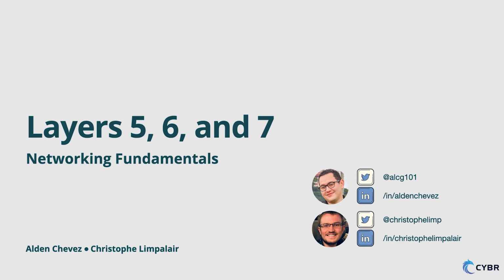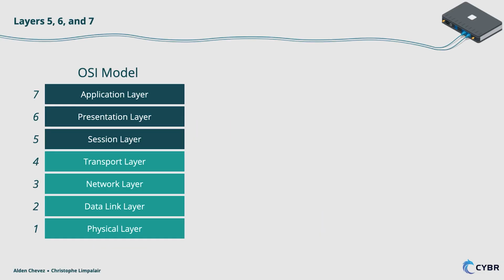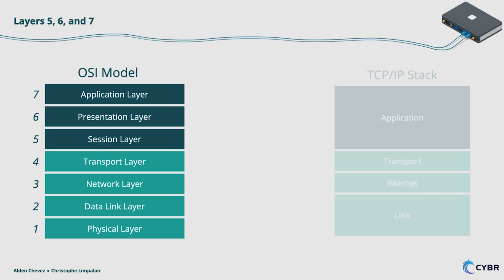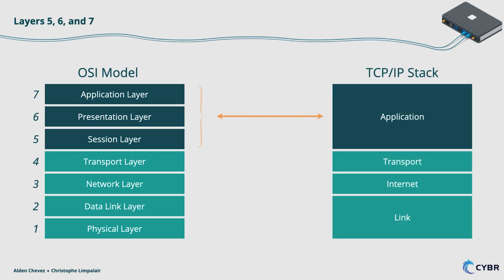Throughout the course, we've been breaking up every layer into its own section so that we can deep dive into them. For layers 5, 6, and 7, we're going to combine them all into this one section, and it's not because these layers don't have any important concepts to learn, but rather because they belong to the single application layer of the TCP stack, even if they're separated in the OSI model.